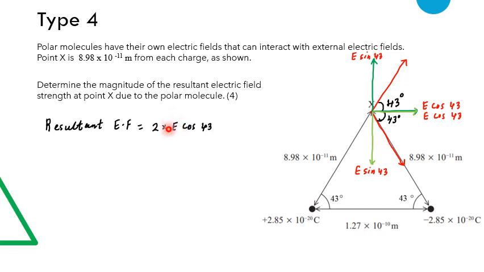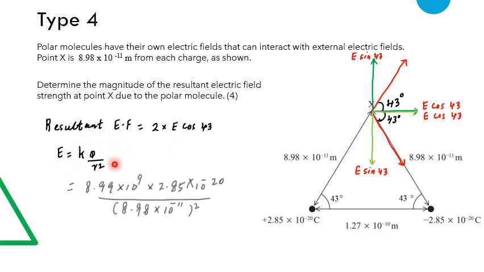Now we have to calculate electric field due to one of the charges separately. We don't need to find both differently because their magnitudes are equal. Using the equation for radial electric field, E is equal to kq over r squared. Substituting the values will give you 3.18 times 10 to the power 10 newton per coulomb. So this is the electric field produced by each charge at the point X.